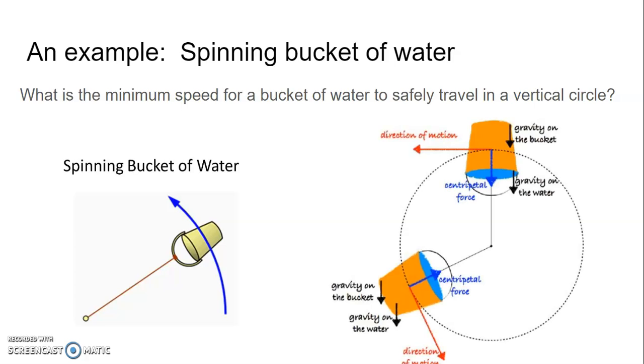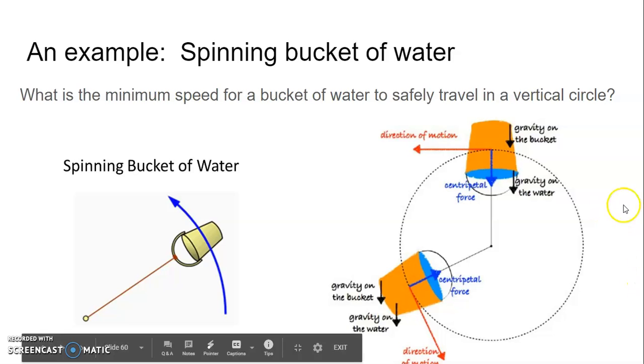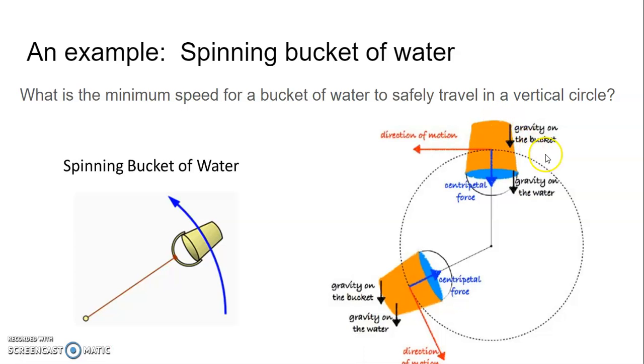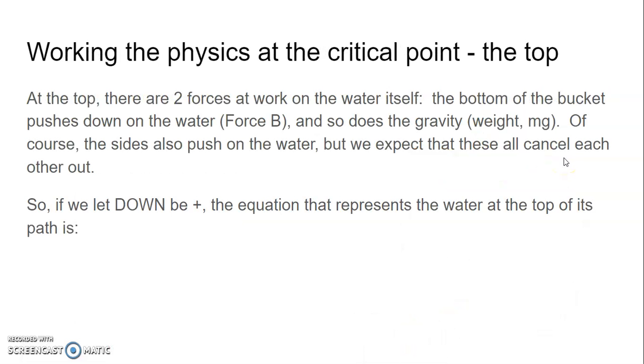Clearly, the most critical point in the vertical circle is at the very top. At the very top, you've got gravity pushing on the water, and there is also, for example, some bucket force pushing on the water as well. So at the very top, we have two forces acting on the water. There's the bottom of the bucket, let's call that the bucket force, force B, pushing down on the water, and then gravity is also pushing down on the water. Now, needless to say, there are forces from the sides of the bucket pushing on the water, maybe an infinite number of them, but we can imagine those all cancel each other out for the most part.